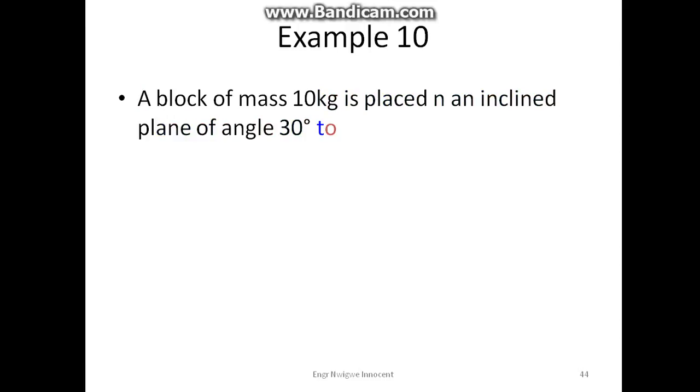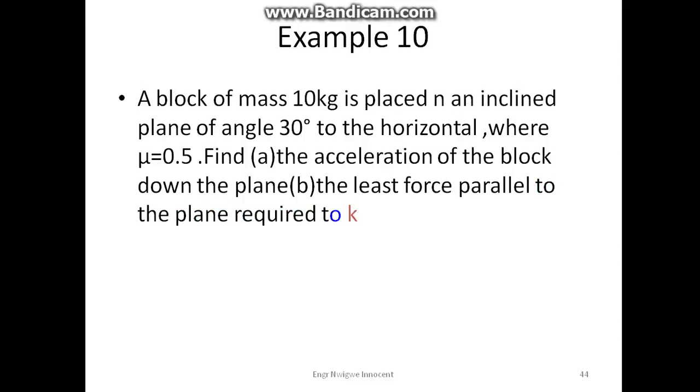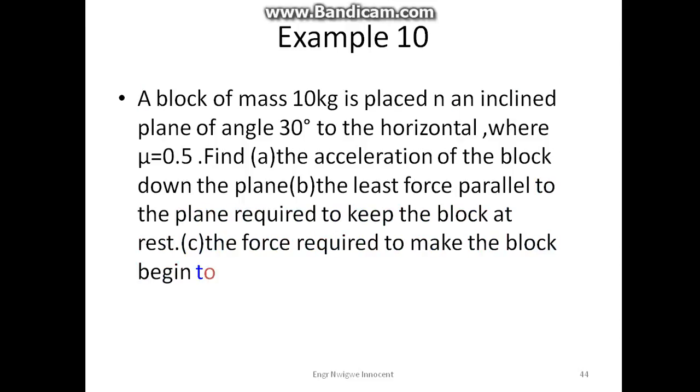Example 10. A block of mass 10 kg is placed on an inclined plane of angle 30 degrees to the horizontal, where mu is equal to 0.5. Find A, the acceleration of the block down the plane; B, the least force parallel to the plane required to keep the block at rest; C, the force required to make the block begin to move up the plane. Taking g, acceleration due to gravity, equal to 9.8 meters per second squared.